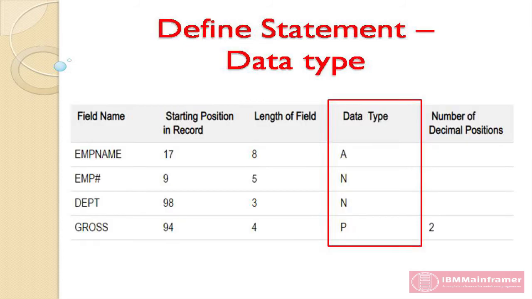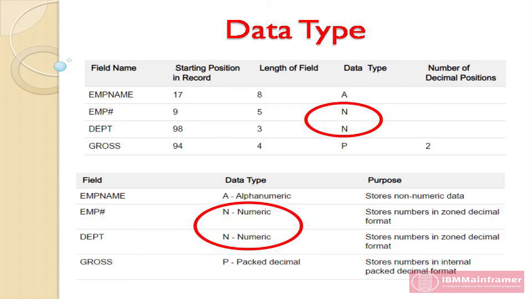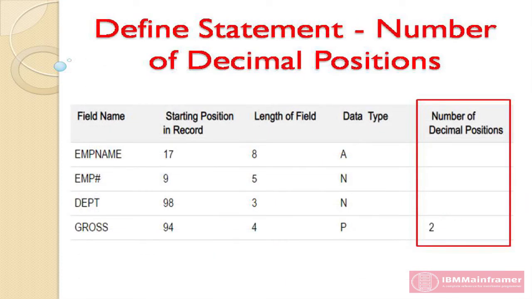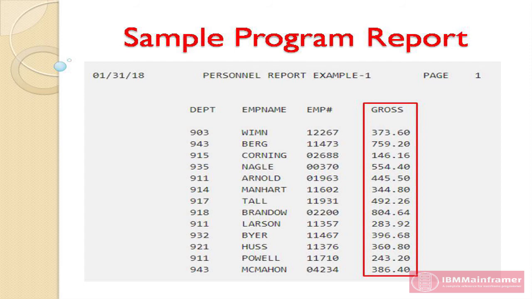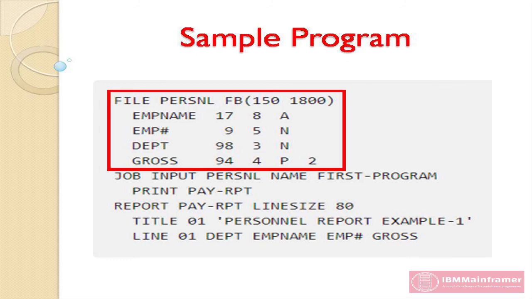Data type describes the kind of data that is stored in a field. In the example, the fields are defined as 3 different data types as follows: A for alphanumeric, N for numeric, and P for packed decimal. Decimal positions. In our example, GROSS is the only field that contains numbers to the right of a decimal point. When this field is printed on your report, it shows up with two numbers to the right of a decimal point, for example, 999.99.